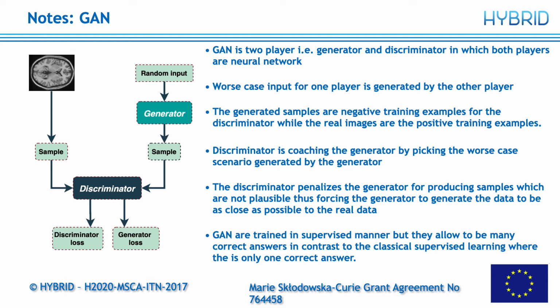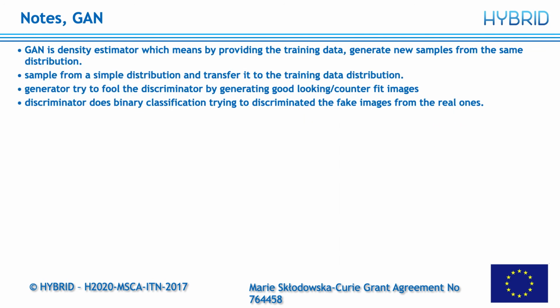GANs are trained in a supervised manner, but there could be many correct answers to them. That is in contrast with classical supervised learning, where there could be only one answer, or an answer which is the closest to the correct answer. The reason for many correct answers is that GAN is a density estimator, which means by providing the training data, it generates new samples from the same distribution. GAN samples from a simple distribution and transfers it to the training data distribution.